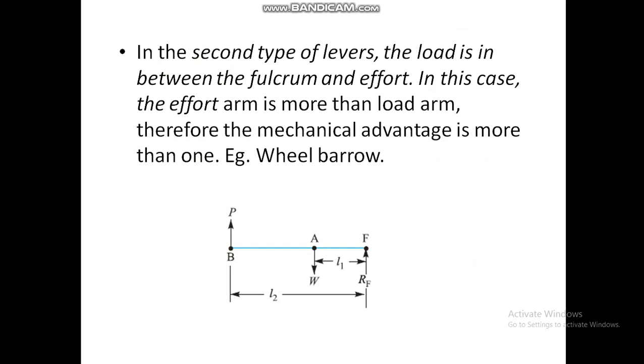Now, the second type of lever: the load is between fulcrum and effort. So the fulcrum is not at the center between effort and load, but the load, that is point A, is between F and B. In this case, it is called a second type of lever. Therefore, mechanical advantage is more than one. For example, wheelbarrow. L2 is greater than L1, therefore mechanical advantage will be greater than 1 because mechanical advantage is L2 by L1. So the example is wheelbarrow.